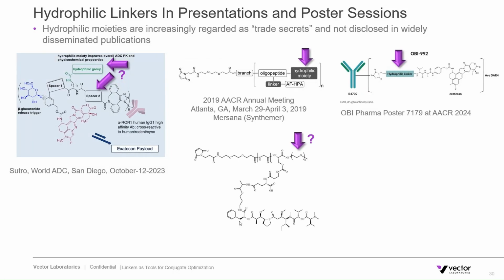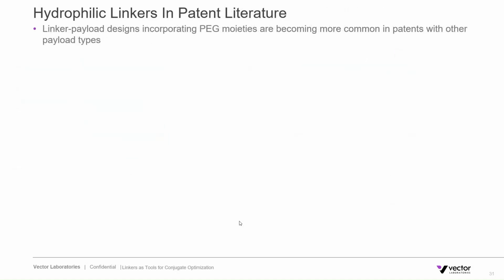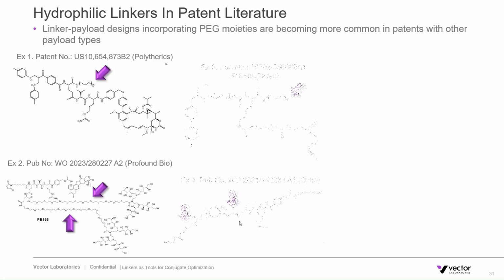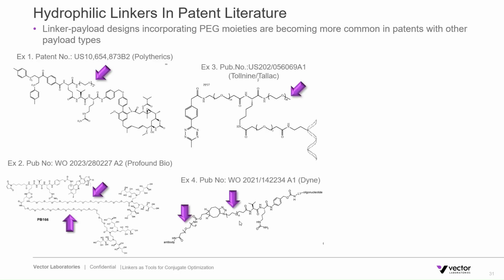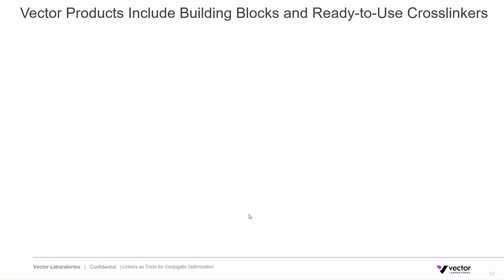But if you spend some time digging through associated patents, you can make some good guesses, and oftentimes they do incorporate a PEG. These linker payload designs with PEGs are also becoming more common in patents with other payload types. For instance, with maytansinoids, topo-1 inhibitors, there's antibody oligoconjugates, immunostimulants. PEG-containing crosslinkers aren't just for cytotoxins anymore. And Vector has a number of crosslinkers that you could use for whatever type of cytotoxin or payload you're conjugating to your antibody. Vector has two product lines. There's building blocks, and then there's ready-to-use crosslinkers.